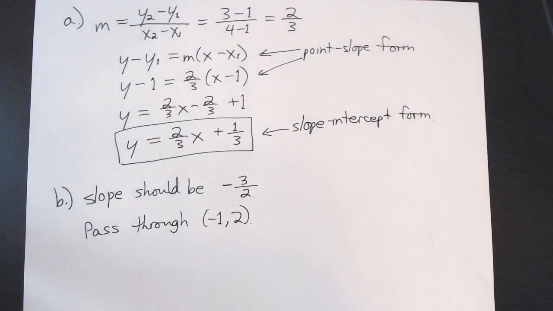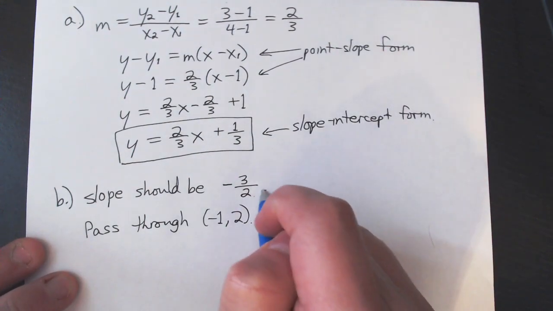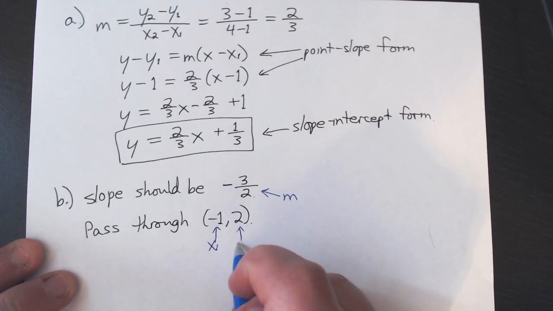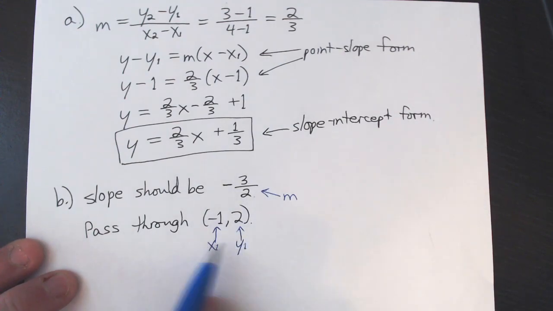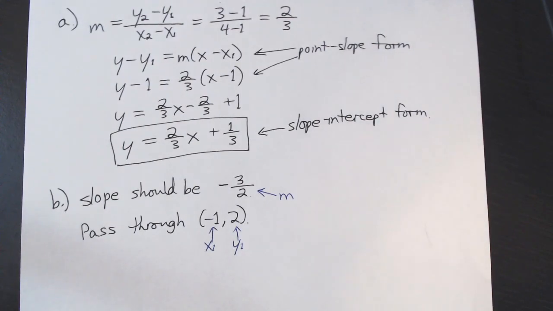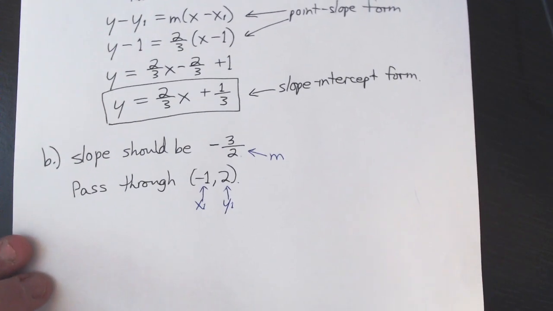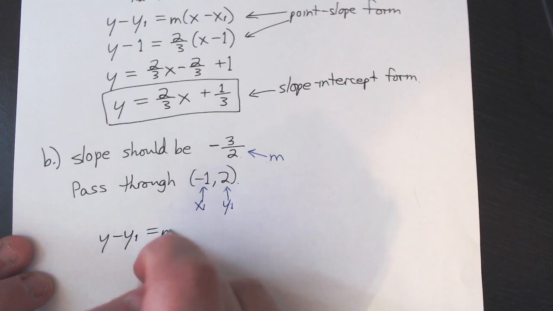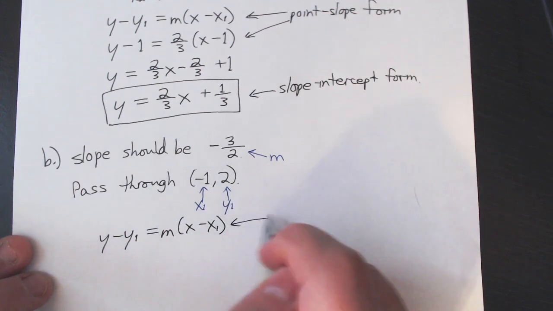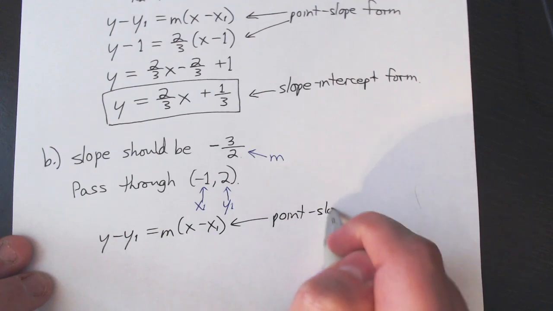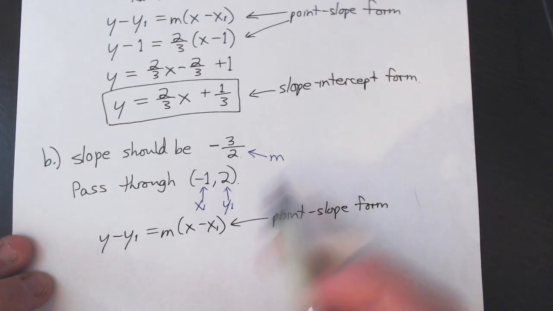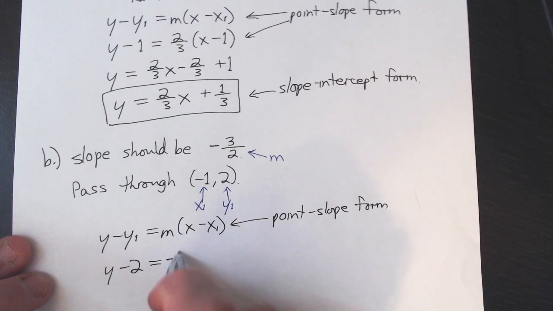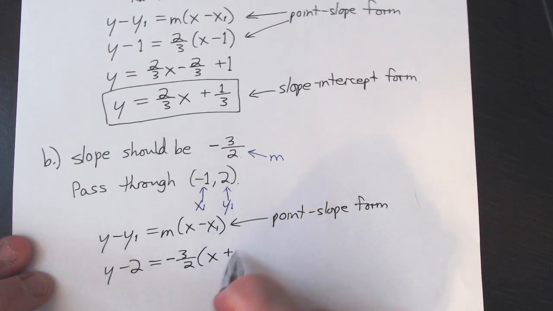So we have everything we need because -3/2, that's going to be the slope, so that's m. And then we have x1 and y1. So we have x1, y1, and m. We can find an equation of this. Let's do this the same way that we did part A. We're going to find point-slope form first. But using these pieces, using this x1, y1, and this m, so y minus 2 equals -3/2 times (x plus 1).